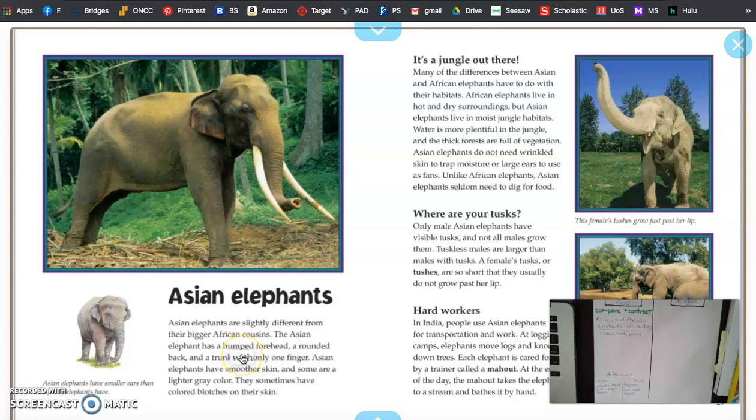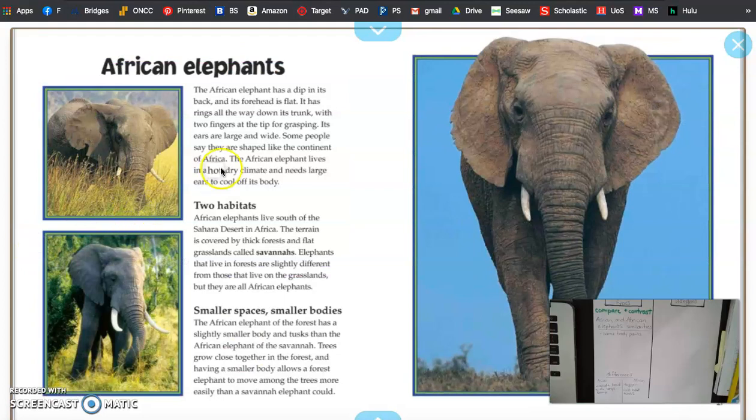The Asian elephant has a humped forehead and a rounded back, and a trunk with only 1 finger. Well, back here, for African elephants, it said 2 fingers at the tip. So at the tip of their trunk are 2 little parts that they can grasp. So that's a difference, isn't it? African elephants have 2 fingers at the tip of trunk.